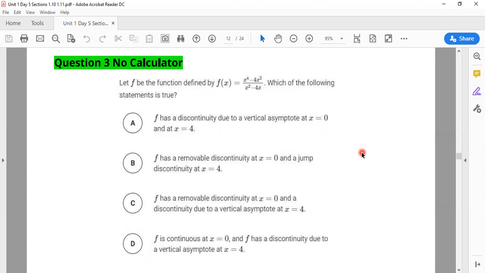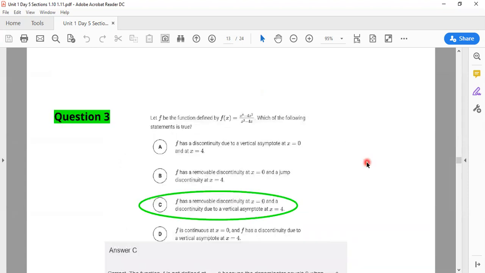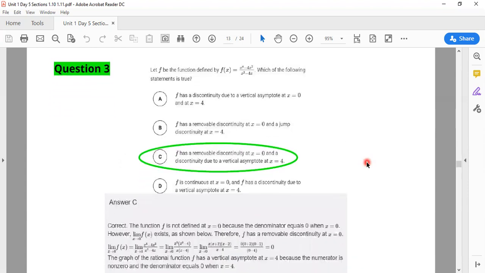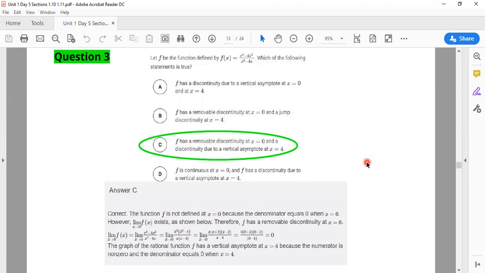5, 4, 3, 2, 1. All right, the answer was definitely C, and here's the reason. So when I look at this function, I want to factor it. If I were to look at the limit as x goes to 0, then I can factor an x squared out and an x out. And then x squared minus 4 factors to (x plus 2)(x minus 2). And so it looks like nothing else cancels besides an x.